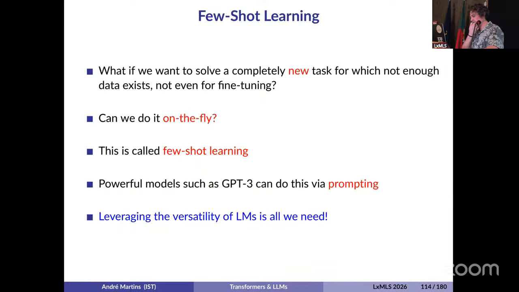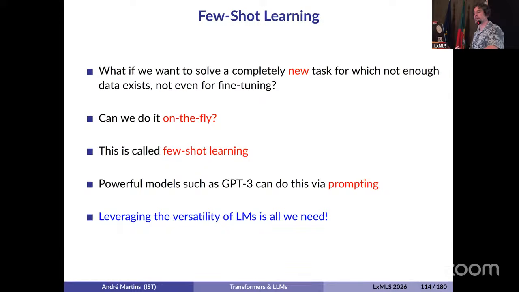Building on the previous point, adapters are nice because now you need to fine-tune less. But what if you want to solve a completely new task for which we don't even have any training examples, or you just have a handful of examples? You cannot really fine-tune a model, not even with LoRA, to adapt to your tasks. What if you want to make the model learn those tasks on the fly?